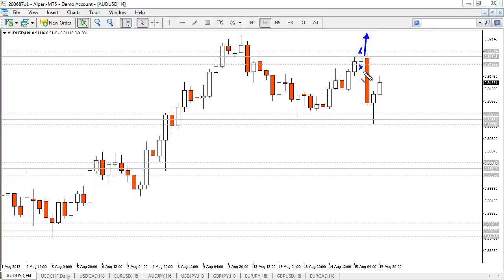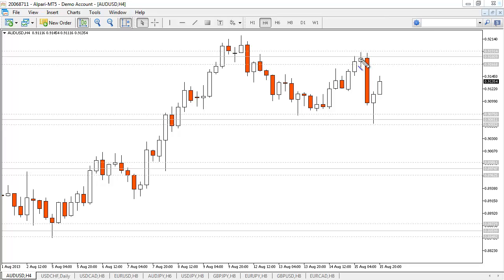So we need a way to confirm that sellers have taken control of the market, so we can jump in short and make some profit as price drops down to this area. The way I look for confirmation with most of my trades is I look for price to break the low of the indecision candle.